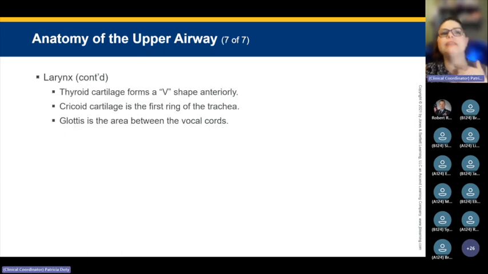And if you want to know where it is, literally find your Adam's apple. It does not matter if you're a female or a male. I am very much a female. I have an Adam's apple. It's just not as prominent on me as it is on males. So if you want to find it, there it is.